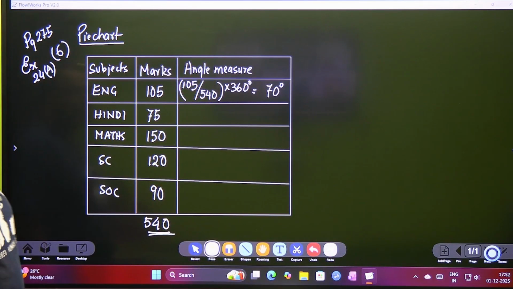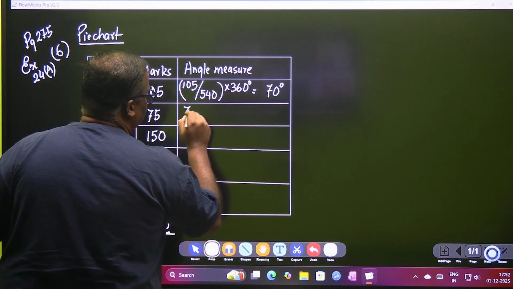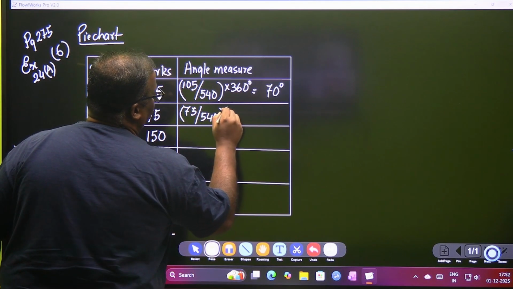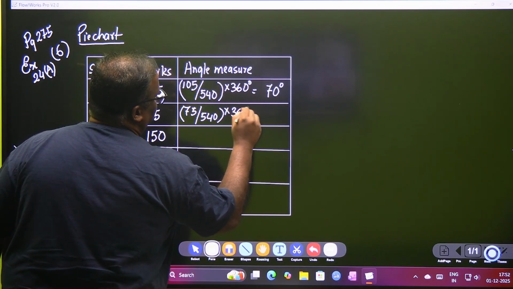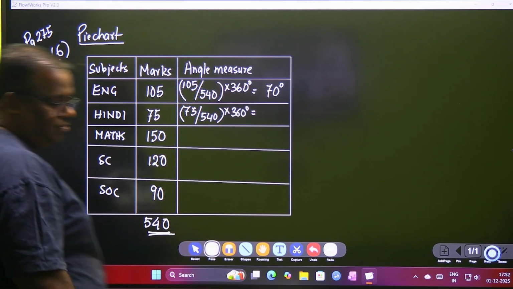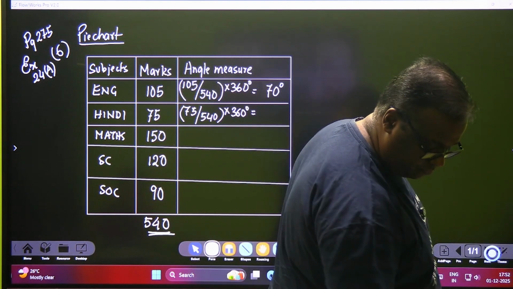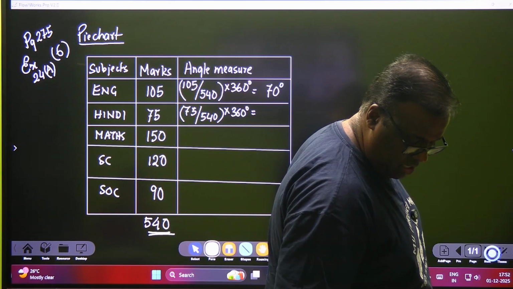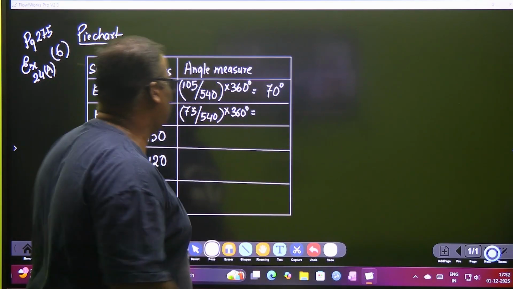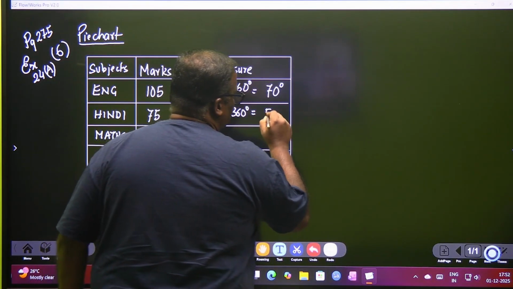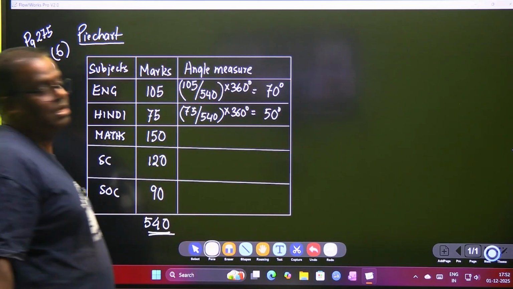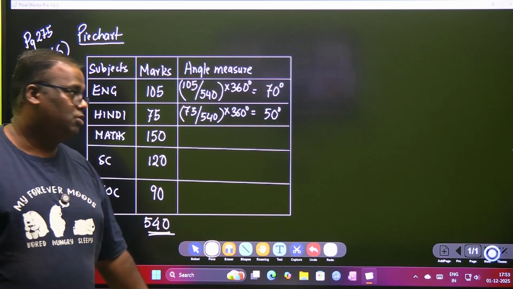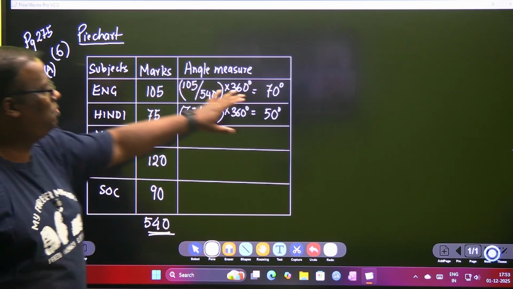Okay, so the next one will be 75 divided by 540 multiplied by 360. How much is it? Generally, you will get calculations which are easy ones. This is 49.999, so we can take this as 50 degrees. Doesn't matter. More than 5, take the next one, but this should be in whole numbers.